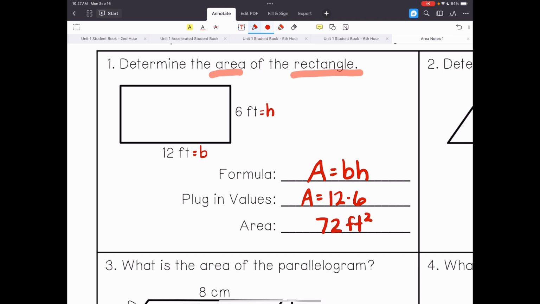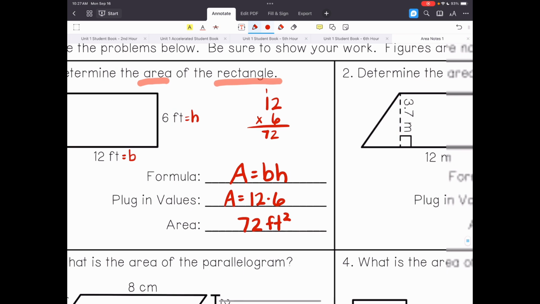You can also set it up as a 2 by 1 digit multiplication. So 12 times 6, 6 times 2 is 12, 6 times 1 is 6, plus the 1 is 7. So multiple ways that you can solve that.